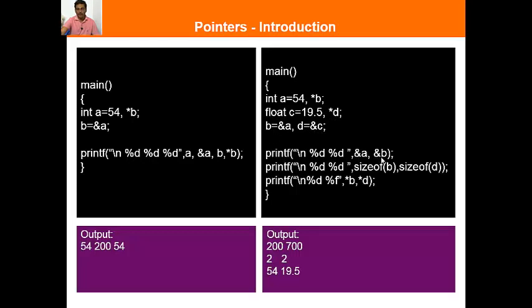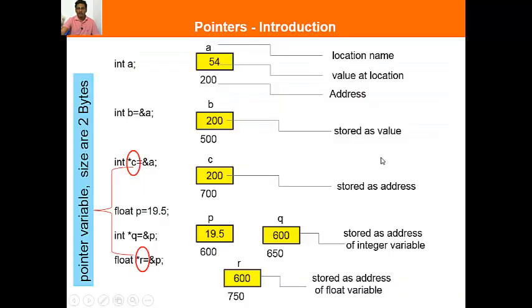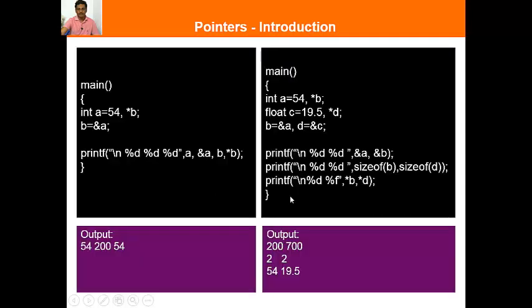So printf &a and &b. In our previous example, it is 700. Based on the previous example, 200, 700. That is, the address of a is 200 and the address of b is 700. So sizeof(b), sizeof(d). b is an integer pointer variable, d is a float pointer variable. What is the size? 2 bytes, because every type of pointer variable is in integer form.